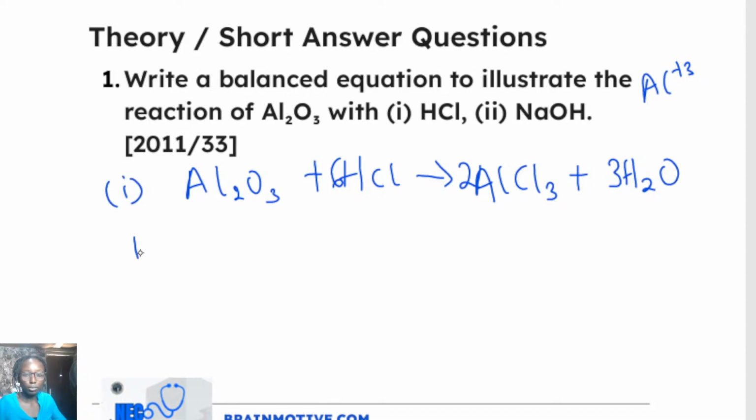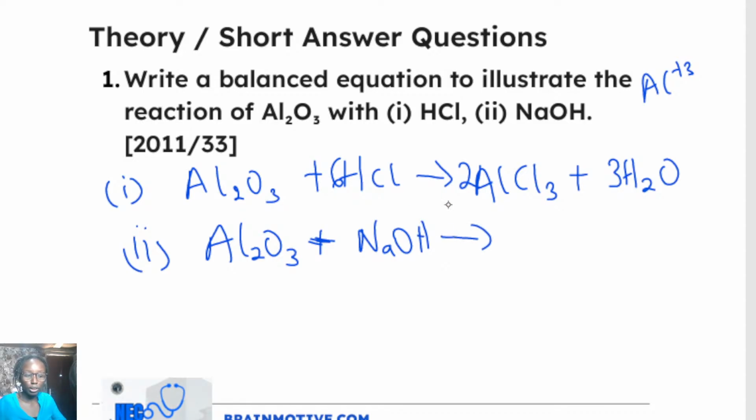Now for the second equation, we have to react it with a base. Again, we expect to get the salt. So react with sodium hydroxide, and like I said, you get a salt, but it's a complex salt. It's sodium aluminium hydroxide, like this with 4, and that's what you expect to get.